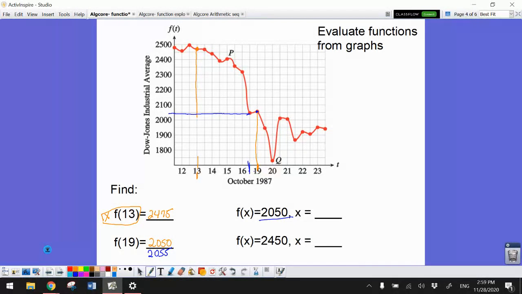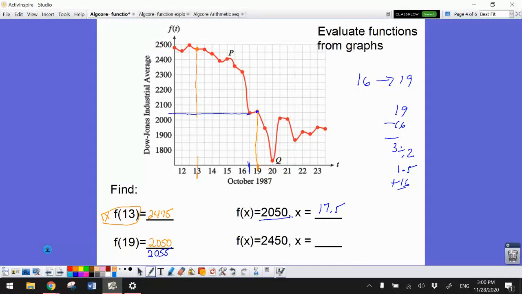So what is halfway between 16 and 19? Okay, 16 and 19. That difference is 3. So 19 minus 16 is 3. And I'm going to divide that by 2, which is going to give me 1.5. So 16 plus 1.5 is going to give me 17.5.